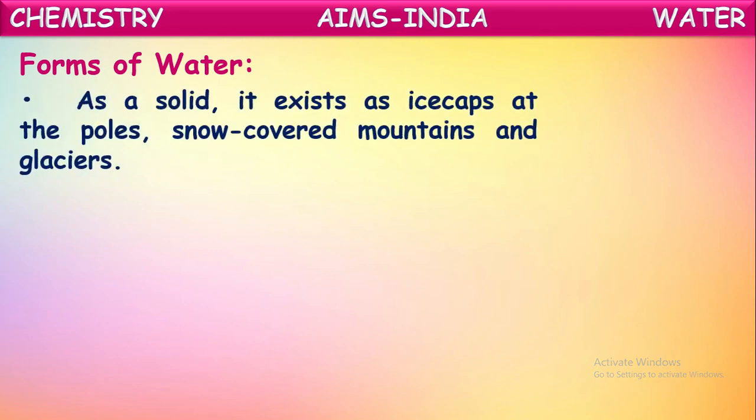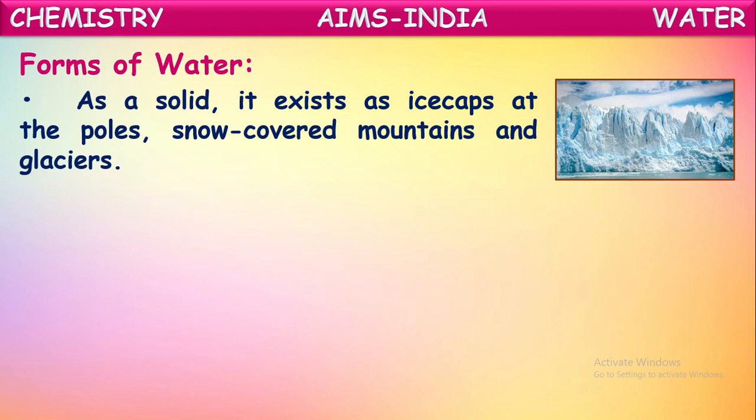First among them, as a solid, it exists as ice caps at the poles, snow-covered mountains, and glaciers. See, these all are called glaciers. In polar regions of the earth, water is completely in the solid form because the temperature is very low. At that temperature, water freezes. So all these glaciers and snow-covered mountains contain water in solid form.